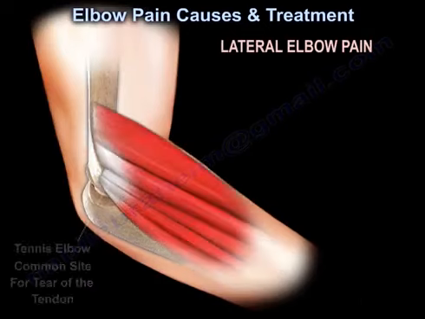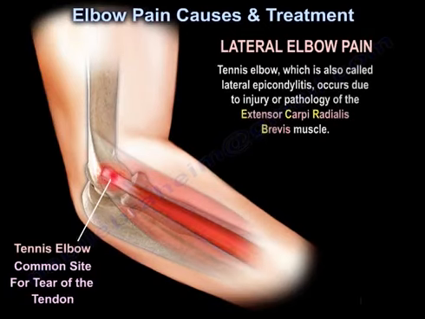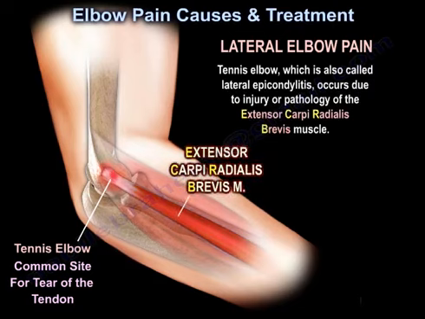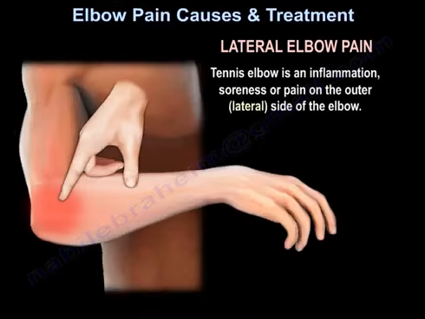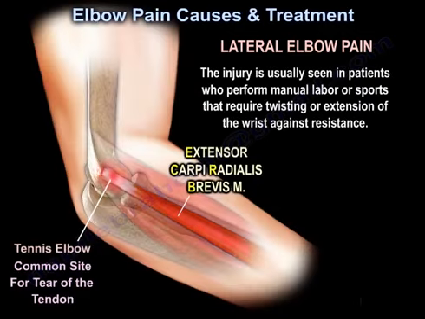Lateral elbow pain, tennis elbow. Tennis elbow, which is also called lateral epicondylitis, occurs due to injury or pathology of the extensor carpi radialis brevis. It's an inflammation, soreness, or pain on the outer side, the lateral side of the elbow. The injury is usually seen in patients who perform manual labor or sports that require twisting and extension of the wrist against resistance.